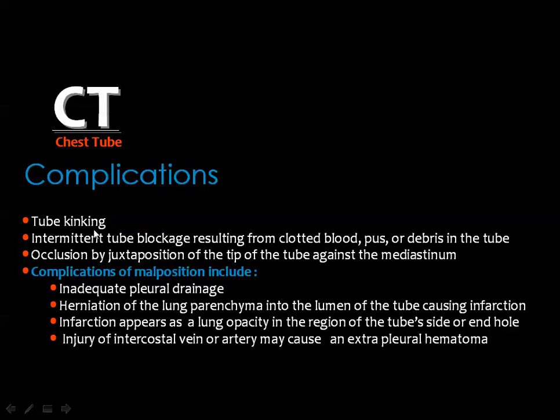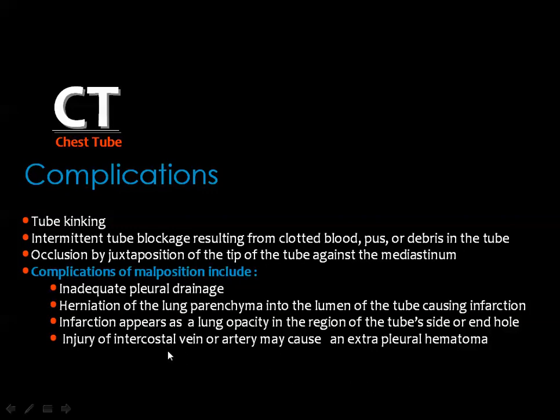If the tube is kinked, of course, you can expect inadequate drainage, or the tube is intermittently blocked due to the presence of blood clots or pus or debris inside the tube holes. Occlusion of the tube also occurs if the tip is against the mediastinal border. The malposition of the tube will lead to inadequate drainage, and may lead to herniation of the lung parenchyma into the lumen of the tube, causing pulmonary infarction. And you know that infarction is a lung opacity. We'll discuss this in detail in the second part of this topic.